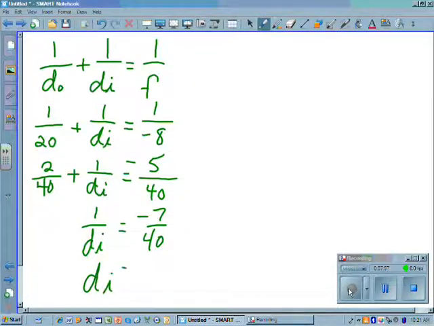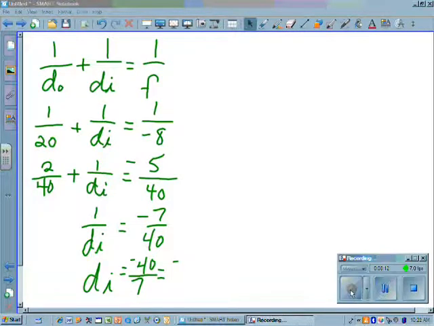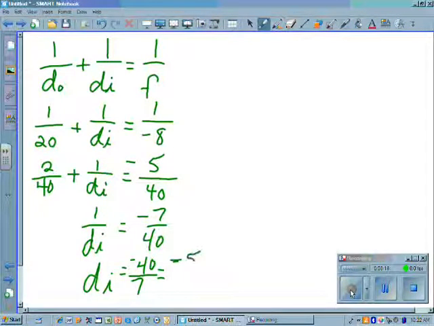Then you have to flip it. So DI is going to equal -40 over 7, which ends up giving you somewhere around -16.7-ish. No, I'm sorry. -5.7. Wow, that was good. Yeah, I was looking at the wrong problem. It's -5.71, right? Yeah.